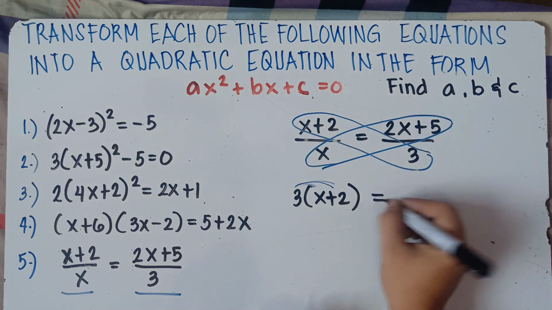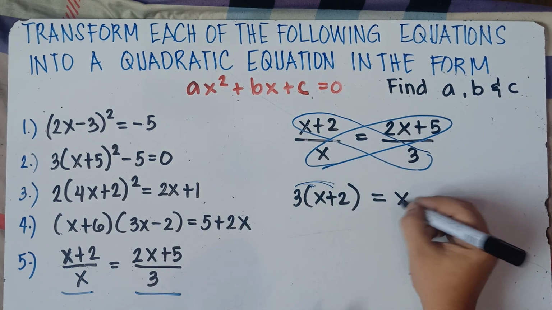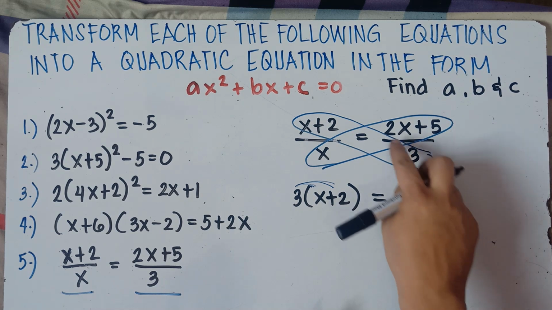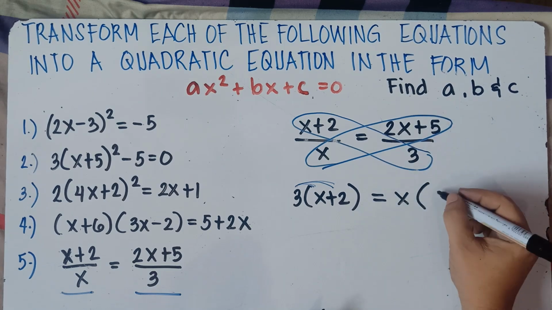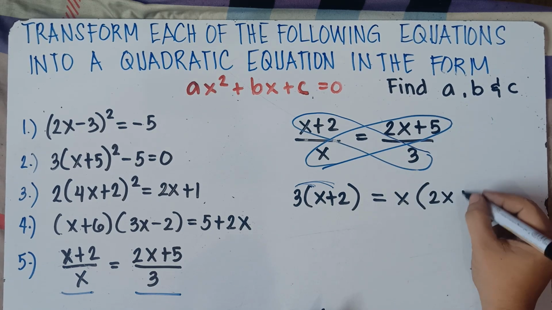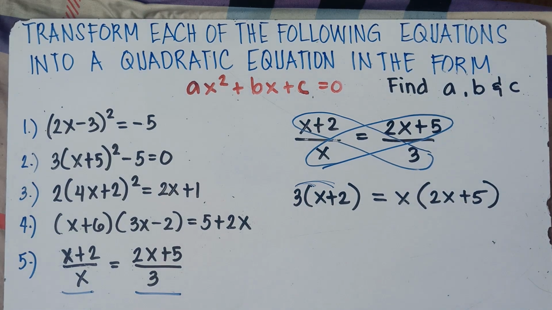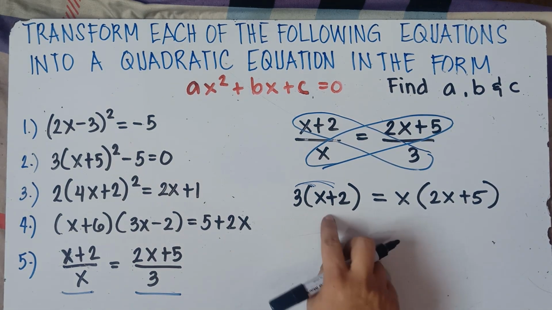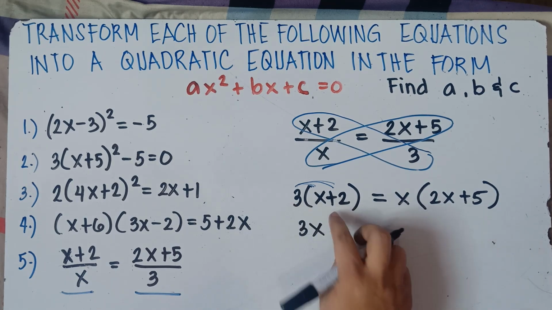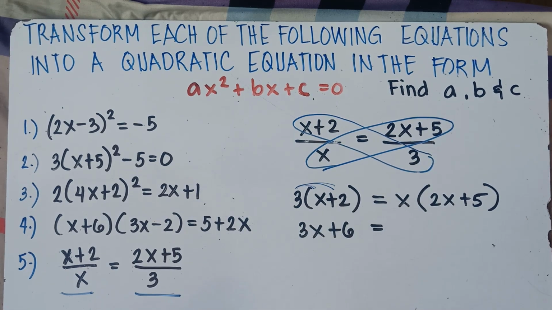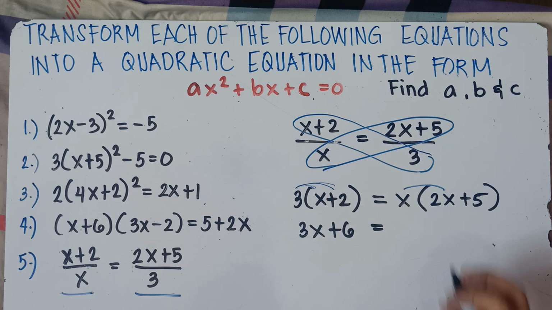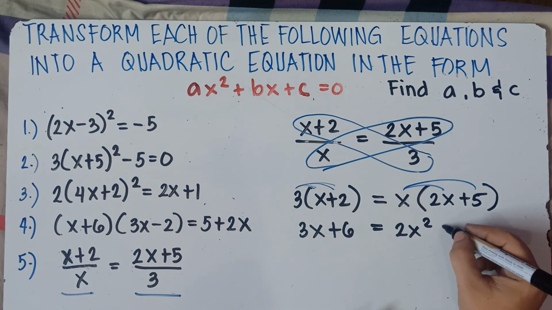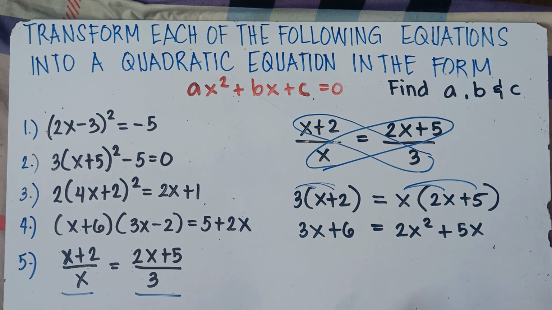And then copy the equal sign. Then copy x times, once again putting parentheses because we need to distribute. We need to multiply x and 2x, x and 5. So x times 2x plus 5. Alright, and then we distribute 3 times x, that's 3x. 3 times 2, that's positive 6, equals x times 2x, that would be 2x squared. And then x times positive 5, that's positive 5x.